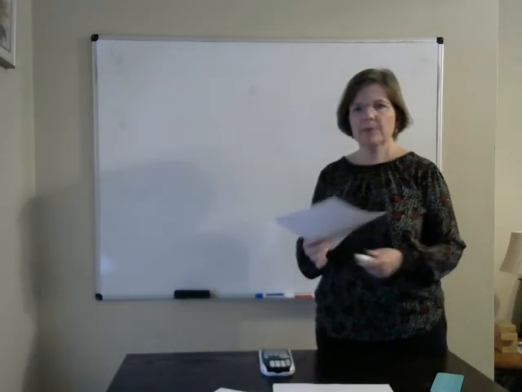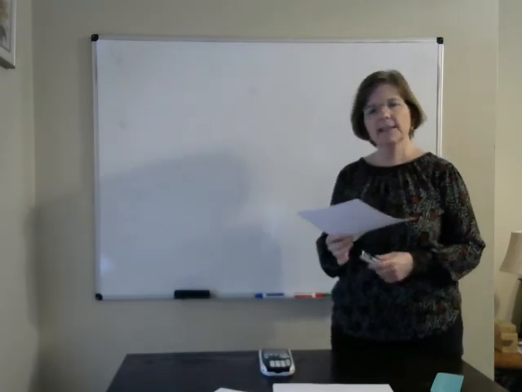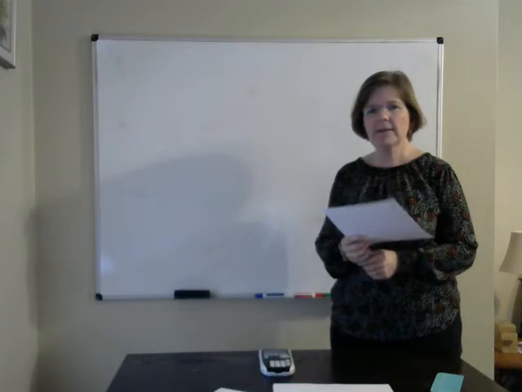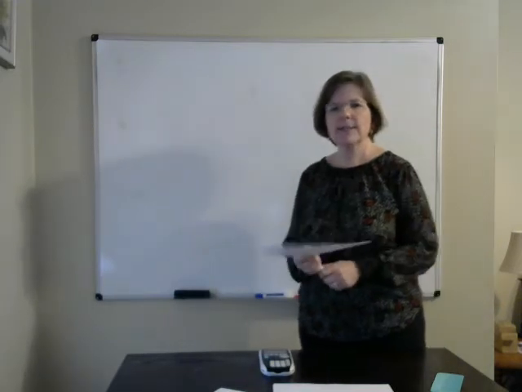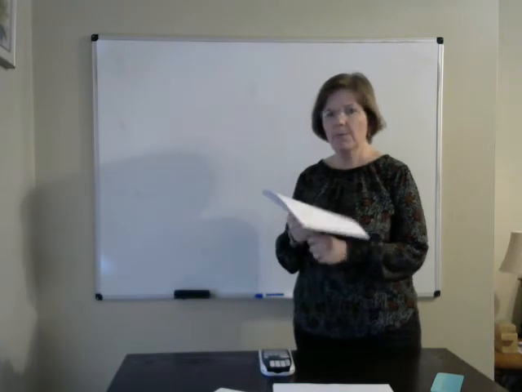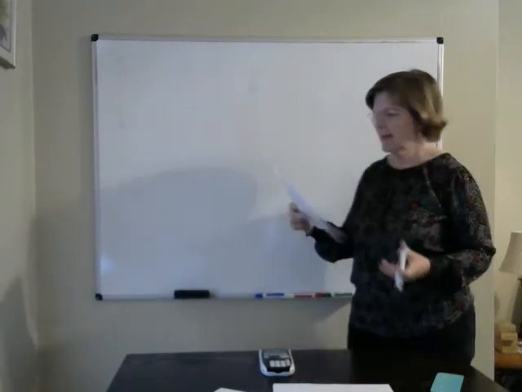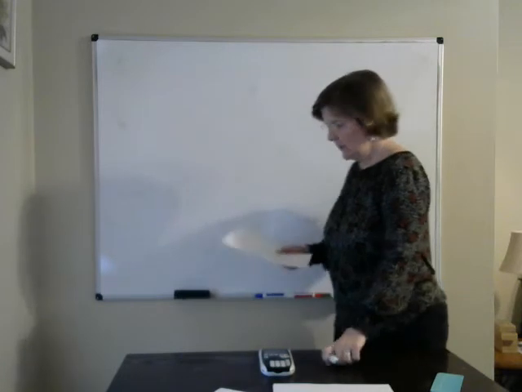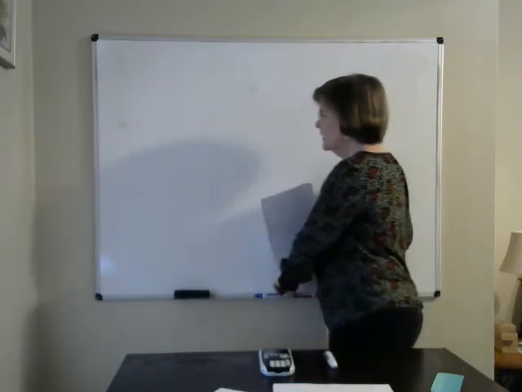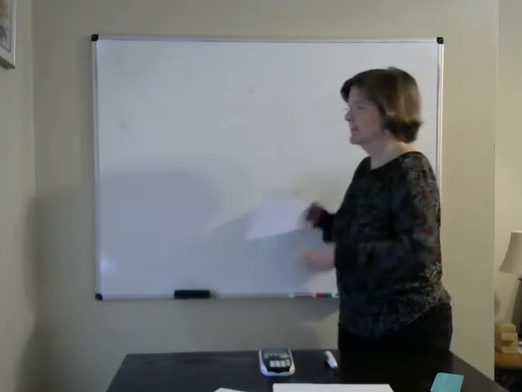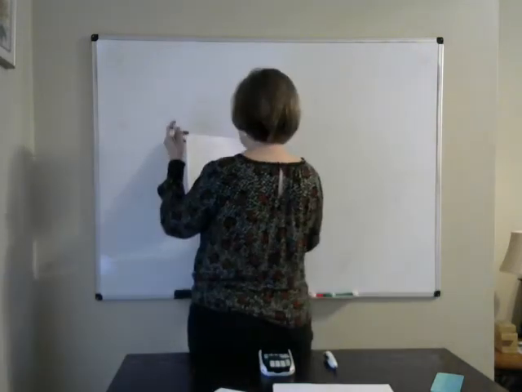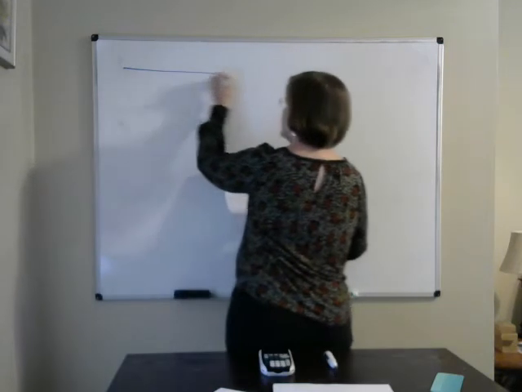Our last section of material out of chapter 27. It's section 27-5, and it deals with torque on a current loop. It also deals with something called the magnetic dipole moment. So let's think about a current loop that's inside a magnetic field. I'll let my magnetic field be this direction.